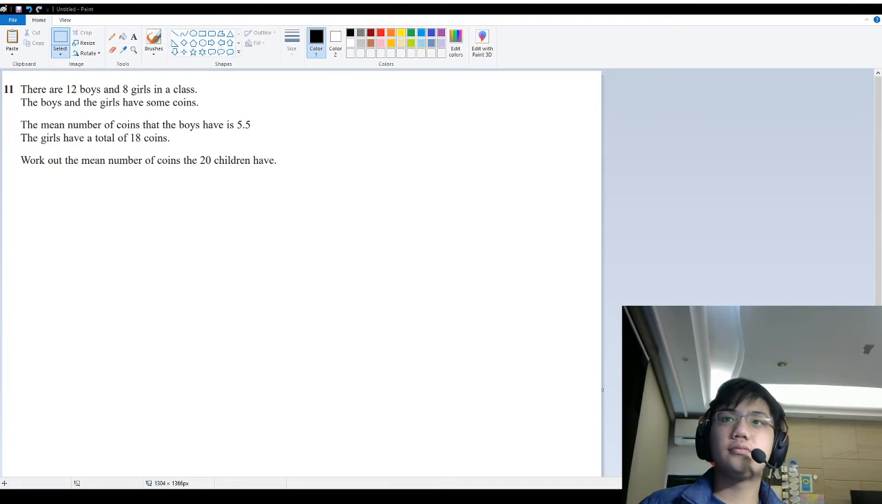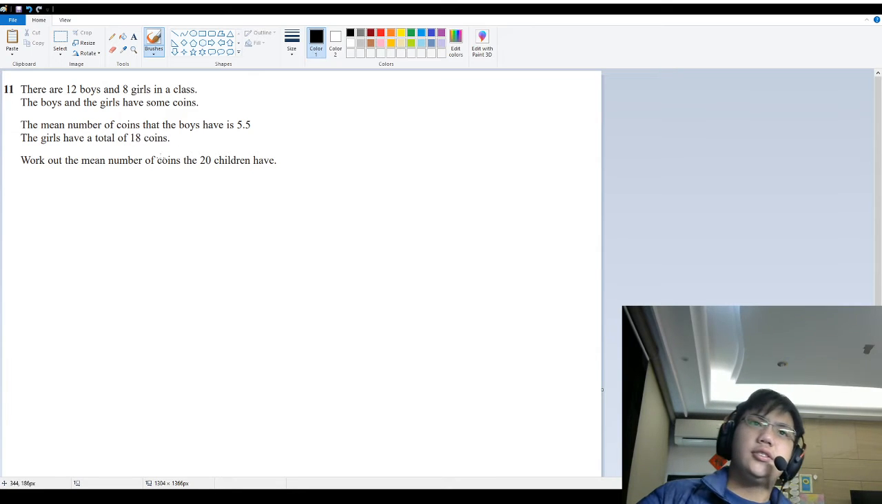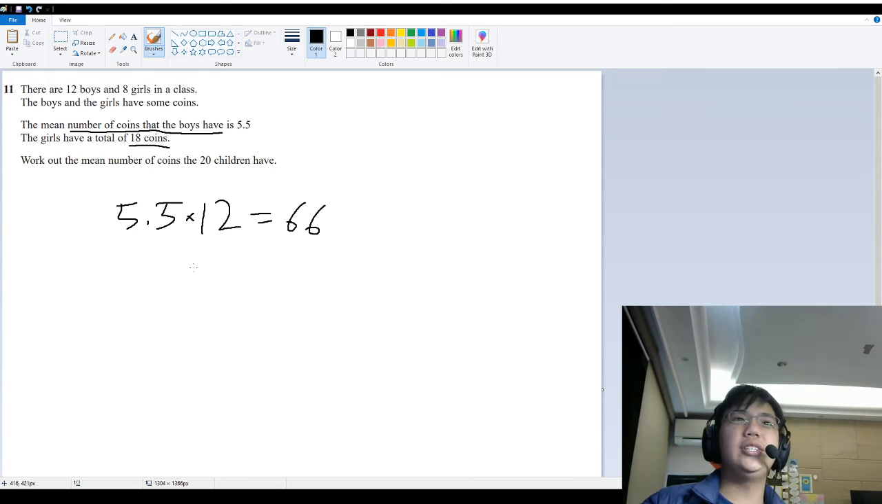So, the mean number of coins the boys have is 5.5. And the girls have a total of 18 coins. So first of all, since we know the number of coins the girls have, we need to figure out the number of coins that the boys have. The mean number is 5.5 per boy, and we need to multiply this by the number of boys, which is 12, which gives us a total of 66 coins between the boys.